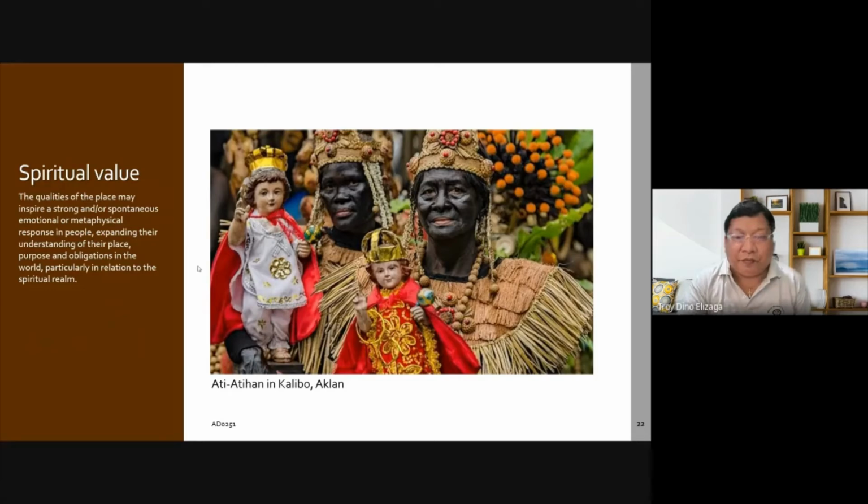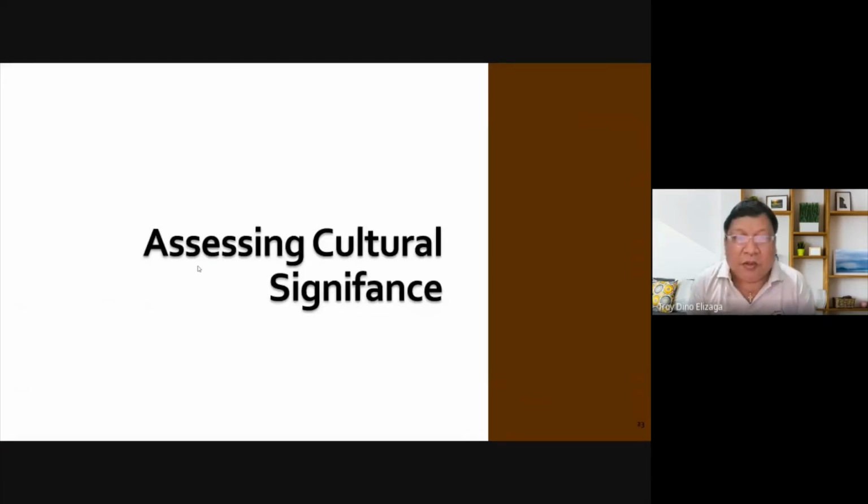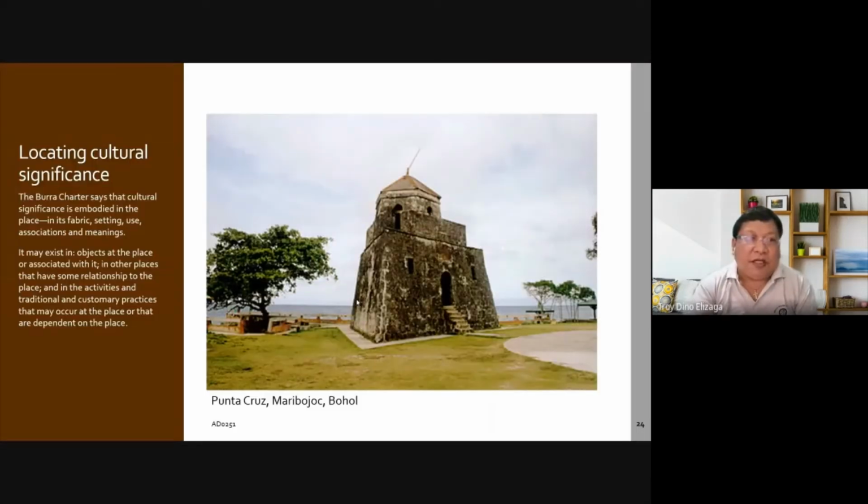So how do we assess cultural significance? First is how to locate the cultural significance. The Burra Charter says that cultural significance is embodied in the place, its fabric, setting, use, associations, and meanings. We already mentioned this earlier. In fact, that's why I said that the place moves around wherever the object is, because the object or the heritage resource itself is the place. Along with it comes its cultural significance.